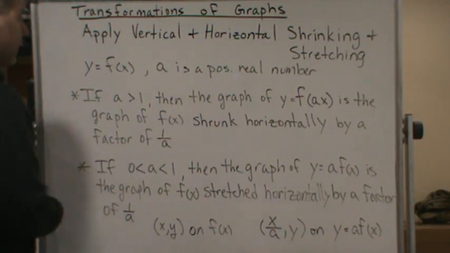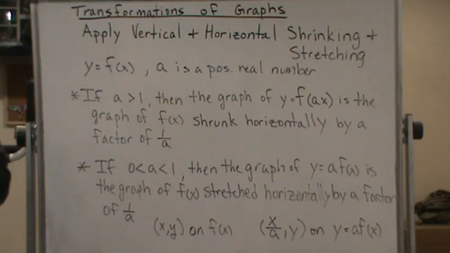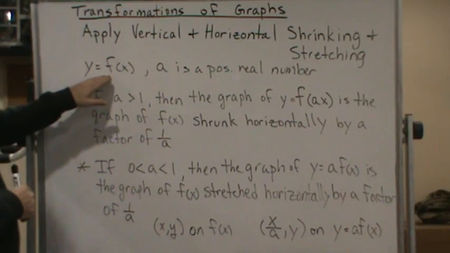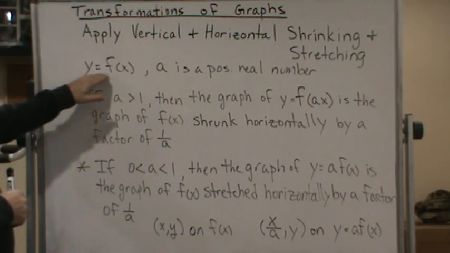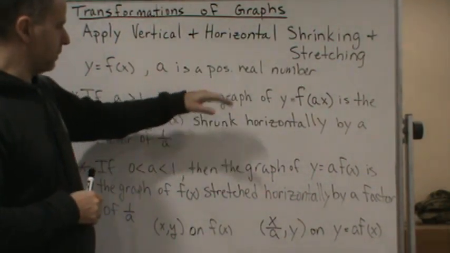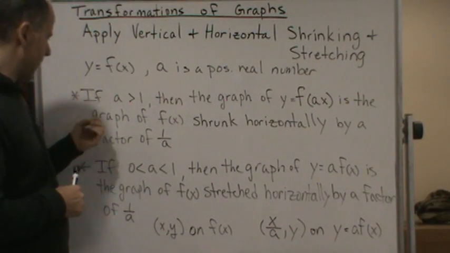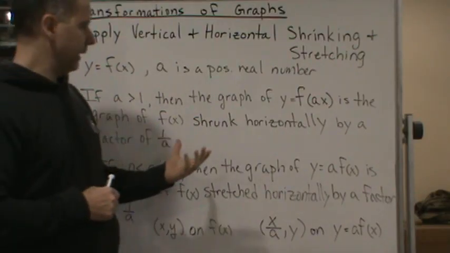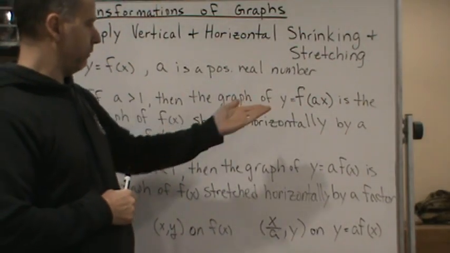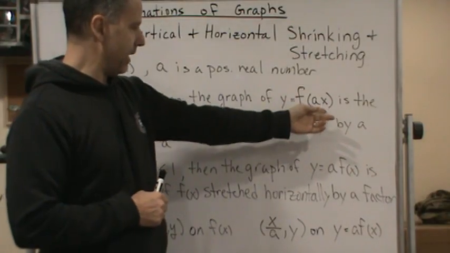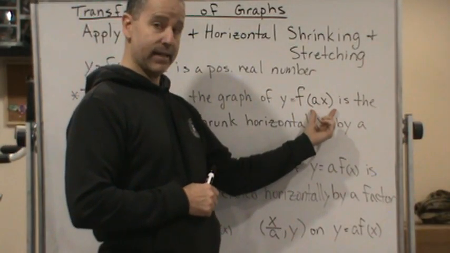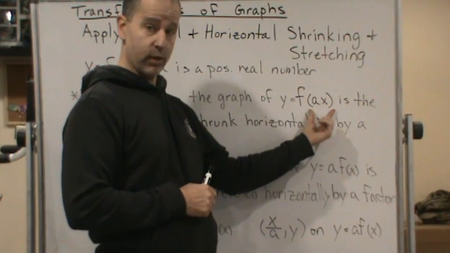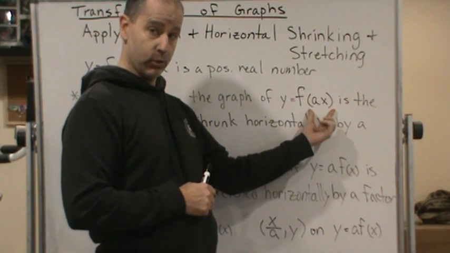Welcome back, and now let's talk about horizontal stretching and shrinking. So in this case, again, we start with the parent function y equals f of x, and a is a positive real number. And so in this case, if a is greater than 1, then what we have is the graph of f of a times x, so now we're multiplying x by a factor a, right? So it's inside the function.